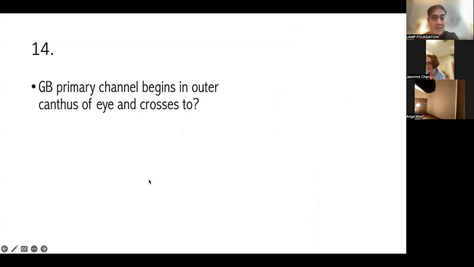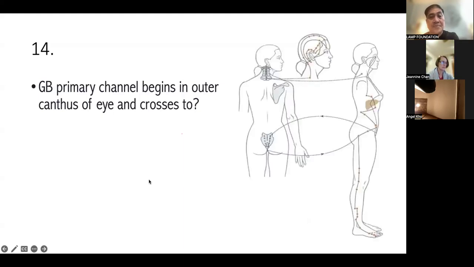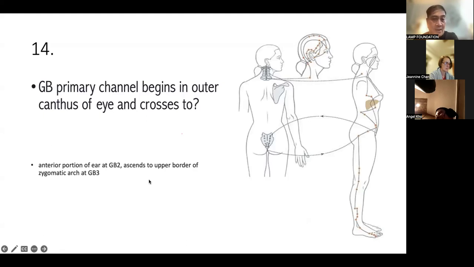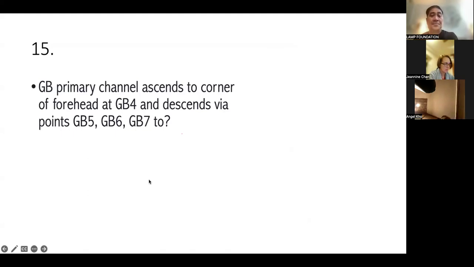Number 14, gallbladder primary channel begins in the outer canthus, GB1. And then it crosses to where? To the anterior portion of the ear at GB2, Doc. Okay, very good. And then it ascends to the upper border of the zygomatic arch at GB3. Number 15, GB primary channel ascends to the corner of the forehead at GB4 and descends via points GB5, GB6, GB7, too.